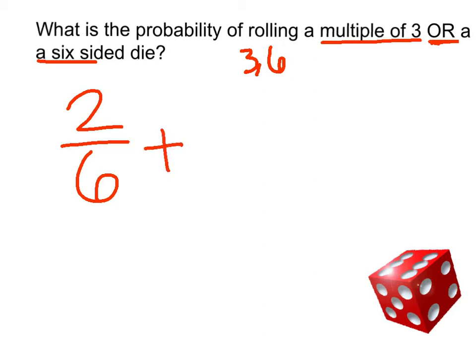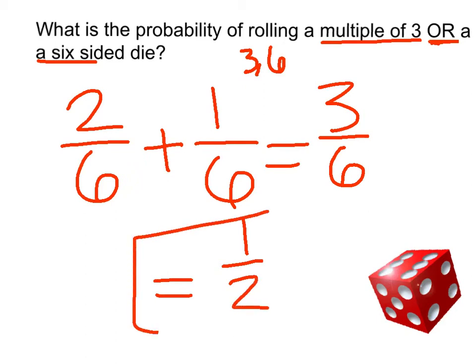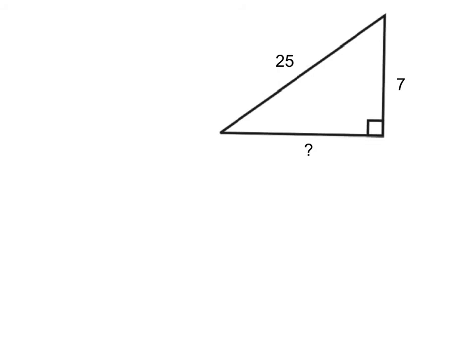And we add the probability of rolling a 4. What is the probability of rolling a 4? 1 out of 6. When we add these, we get 3 out of 6. Can that be reduced? Yes. Our answer should be 1/2. All right. Practice problem number 4.